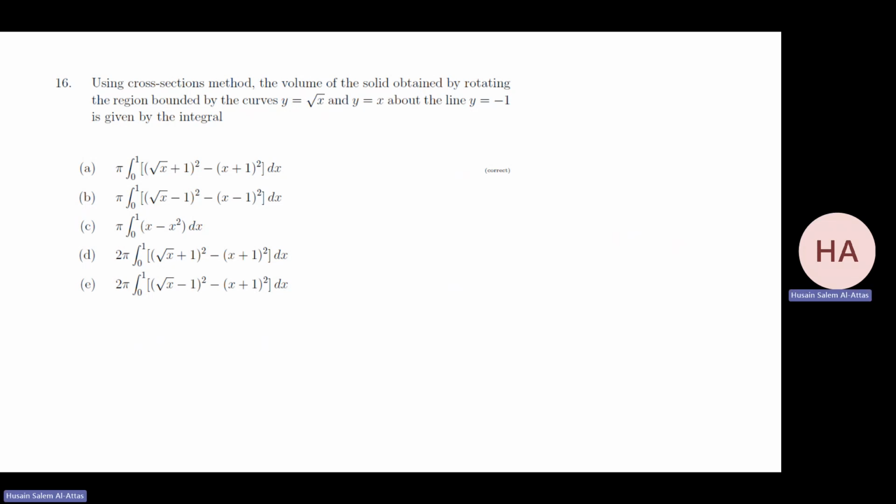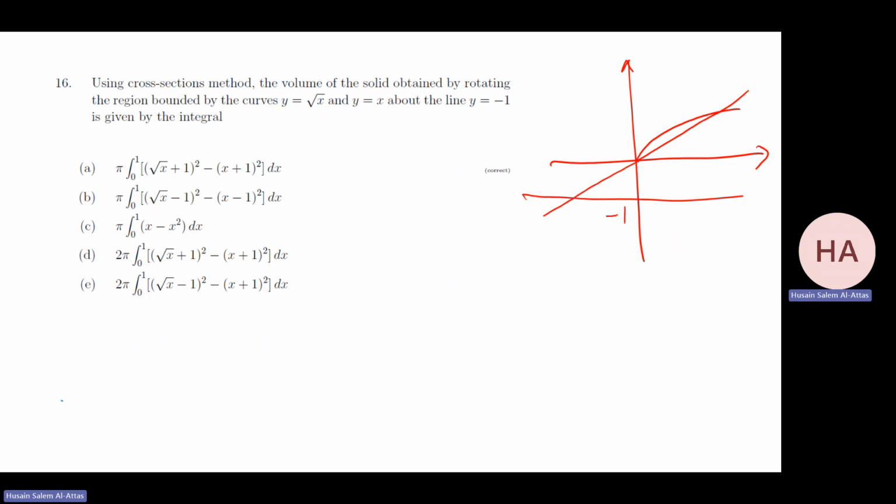Okay, I'll try to finish this section. Using the cross sections, find the volume of the solid obtained by rotating the region bounded by the functions y equals square root of x and y equals x about the line y equals -1.